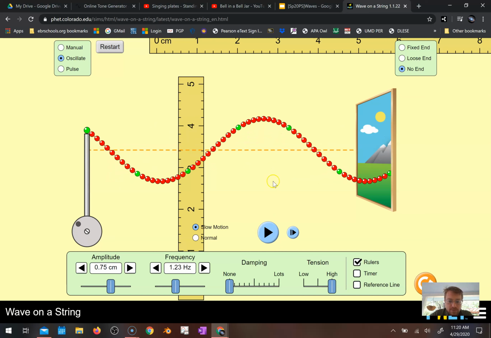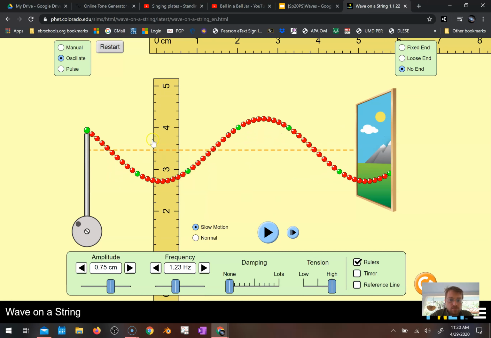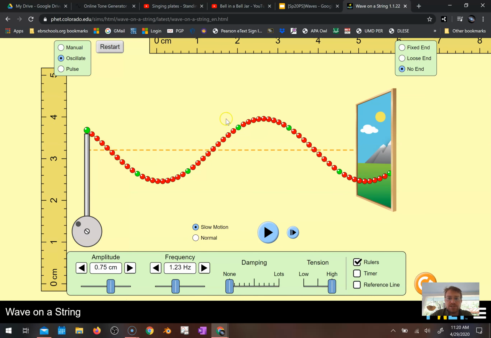Okay, so there's a little bit about how we can look at the behavior of a wave with our little simulation.